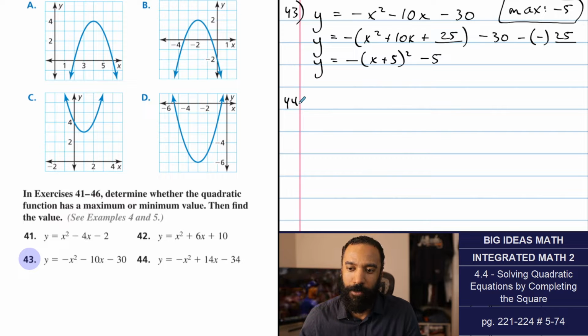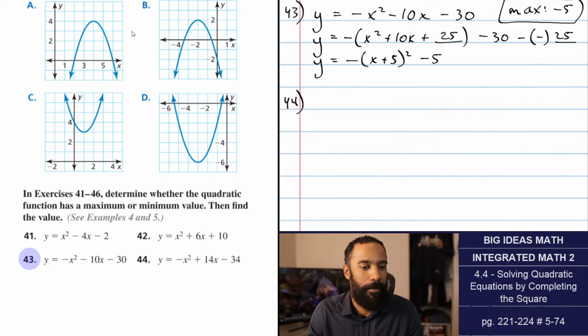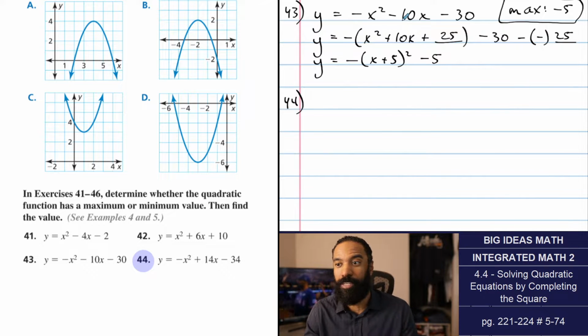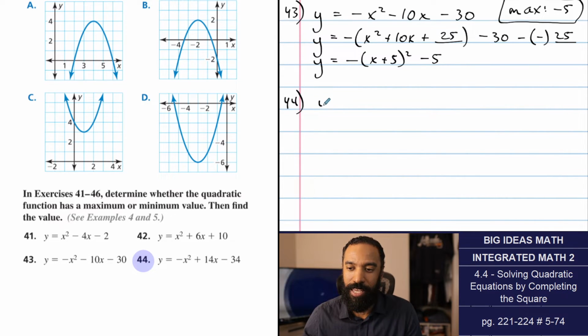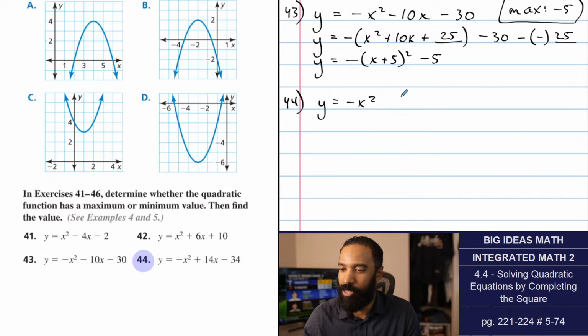Number 44. Kind of glad we're not graphing on top of it. Number 44. Y equals. Now, I would have happily gone back to chapter 3 and done these things by completing the square, but that's not the order that they presented them. A lot of books, for some reason, do this way. Y equals negative x squared plus 14x minus 34.